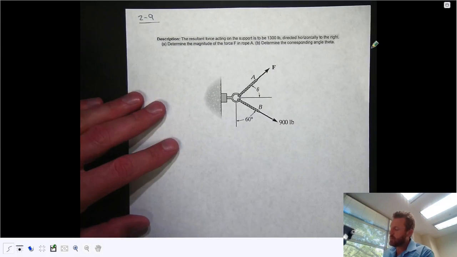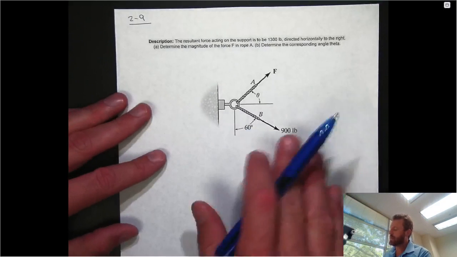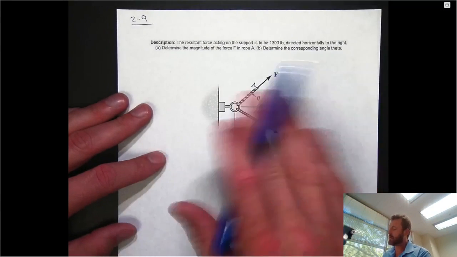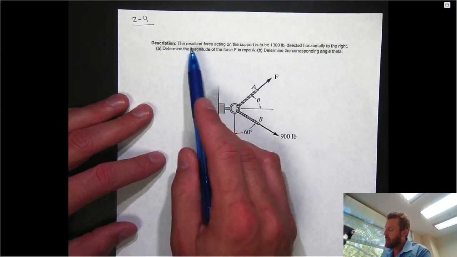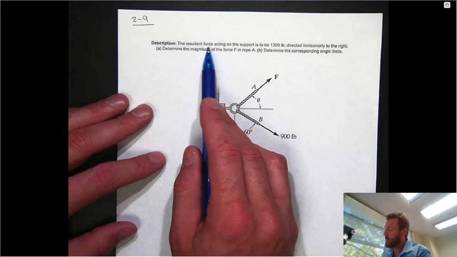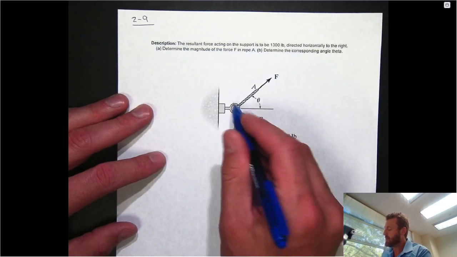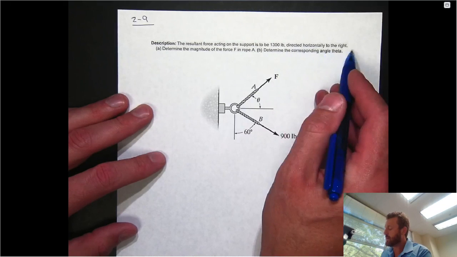So let's take a look at problem 2.9 from the practice exam. This is an example of a coplanar force problem, or a two-dimensional problem. We're told that the resultant force acting on the support is to be 1,300 pounds directed horizontally to the right.